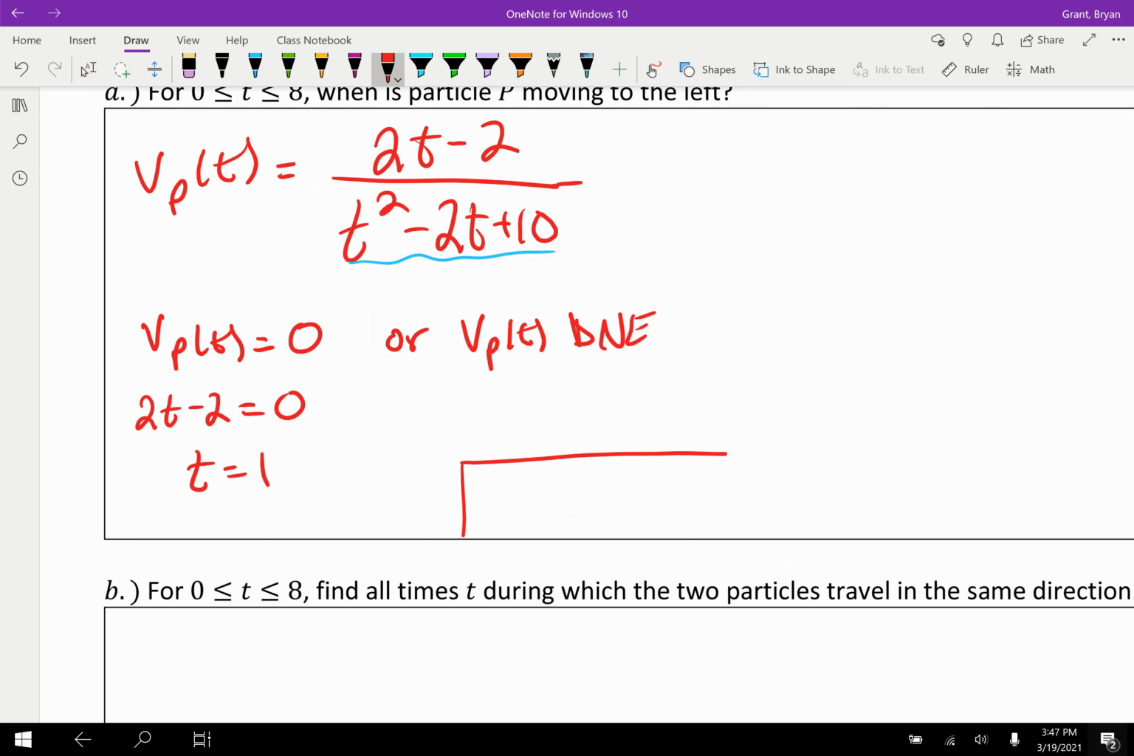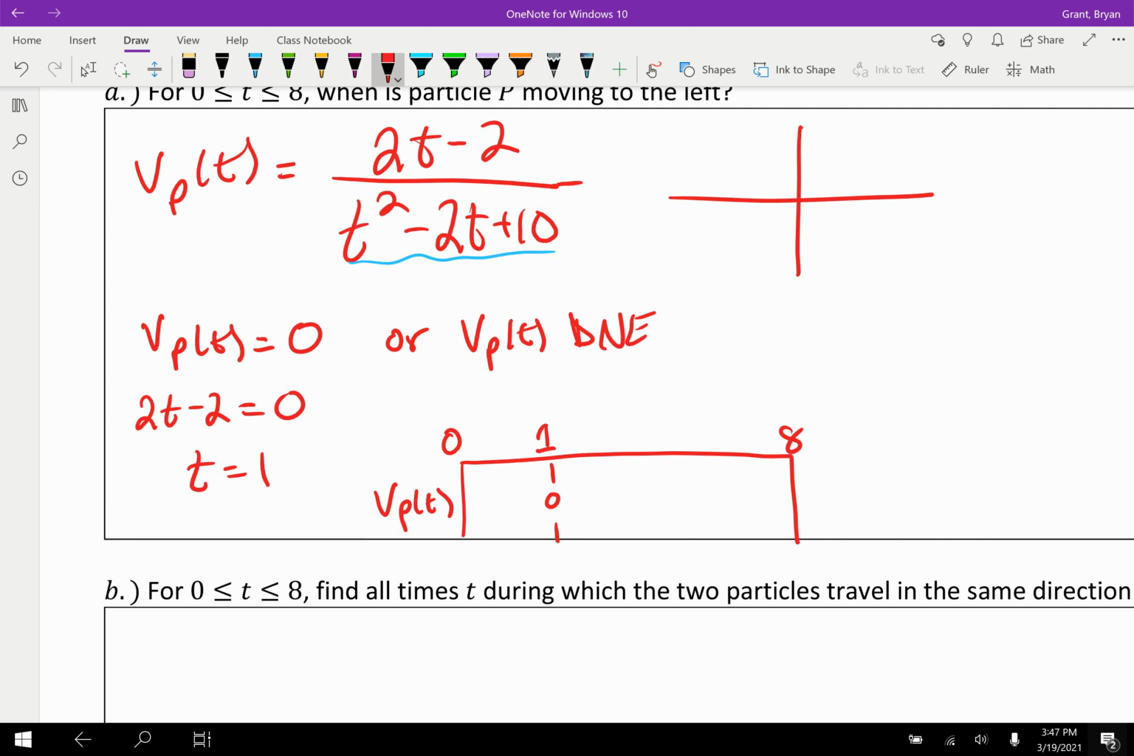We go ahead and create a quick sign chart. We want to look at the velocities of particle P on the interval from 0 to 8. We found 1 creates a velocity of 0. And then we just try values. Now, we determined that this doesn't have real zeros.